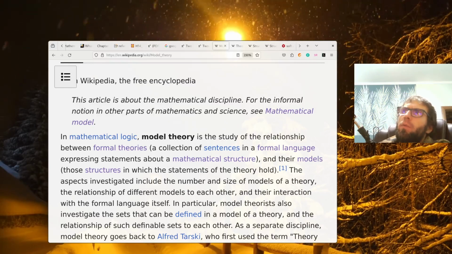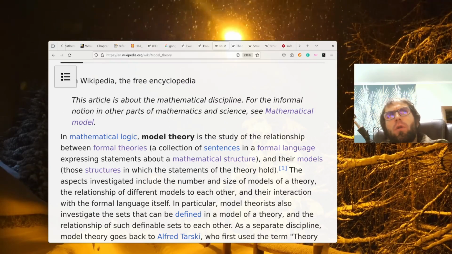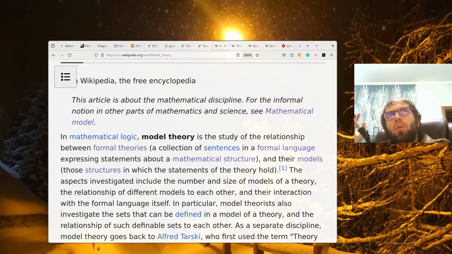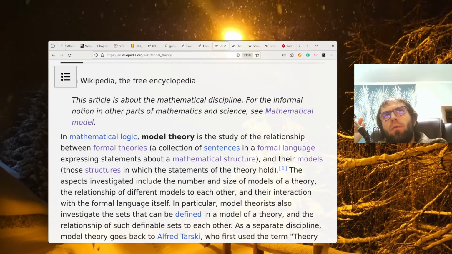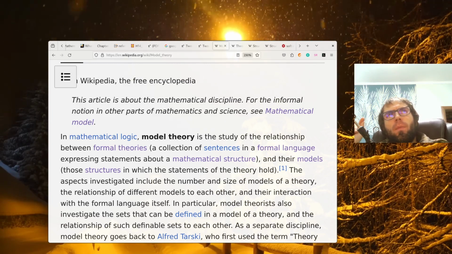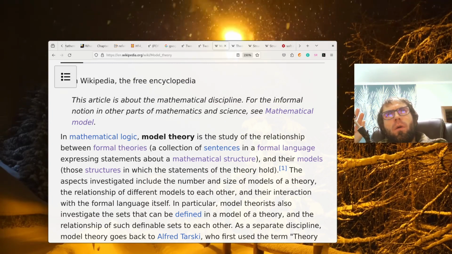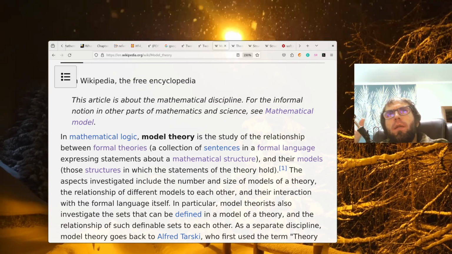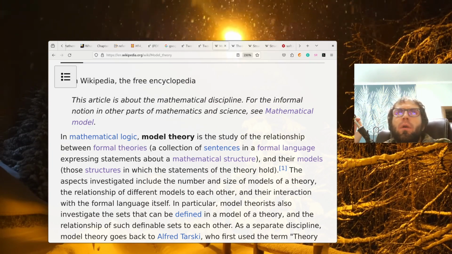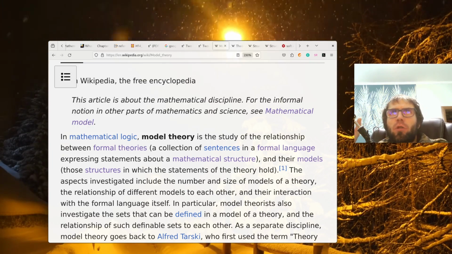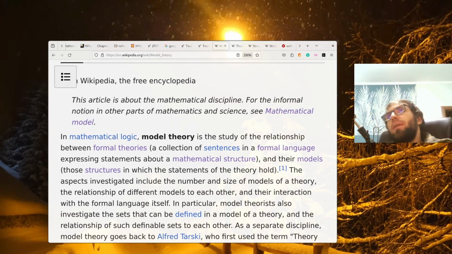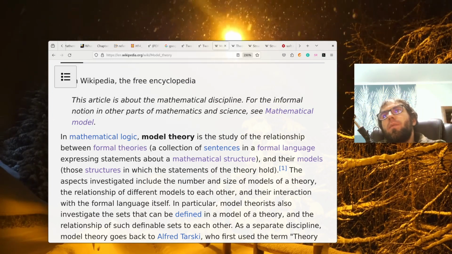Okay, in the previous videos we talked about two things. The first thing was formal systems. Okay, and the second thing was mathematical structures. So the formal system itself is some synthetic construction.